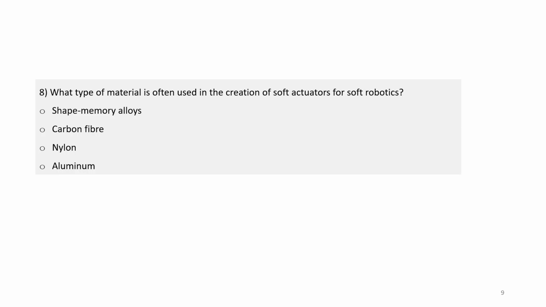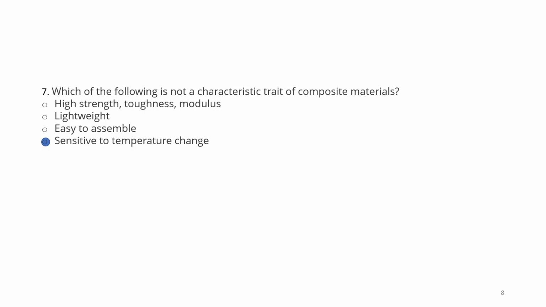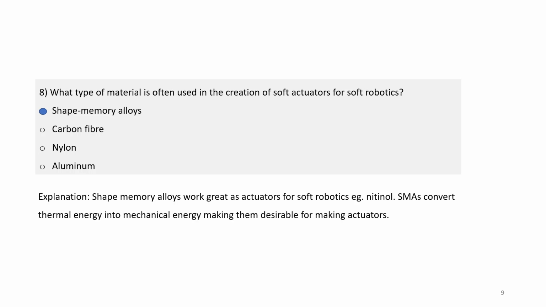Next question is, what type of material is often used in the creation of soft actuators for soft robotics? Your options are shape memory alloys, carbon fibers, nylon and aluminum. So correct answer will be the first one, shape memory alloys. Okay, and the shape memory alloys work great as actuators for soft robotics, for example nitinol. The SMAs convert thermal energy into mechanical energy, making them desirable for making actuators.